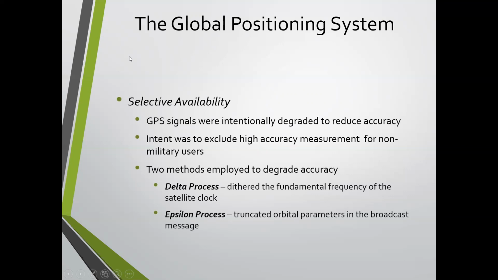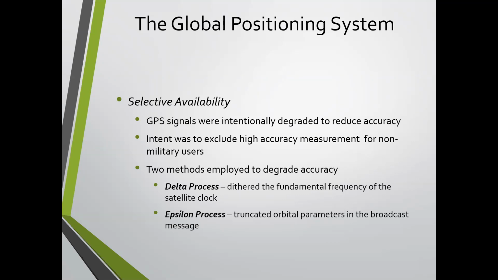So another type of error that was associated with GPS was called selective availability. And that was actually intentionally developed by the government and placed into the GPS signals. So they would degrade the accuracy. The intent was to exclude any high accuracy measurement for non-military users. So it really degraded it by, say, 100 meters in position. They employed two methods to degrade it. They used what was called the delta process and the epsilon process. We don't need to worry about that too much.